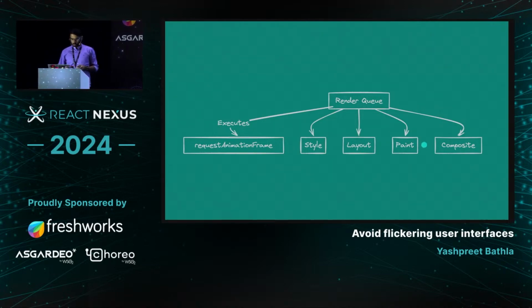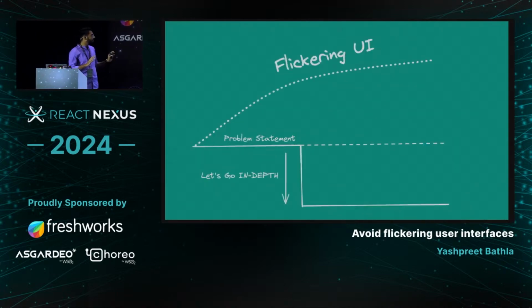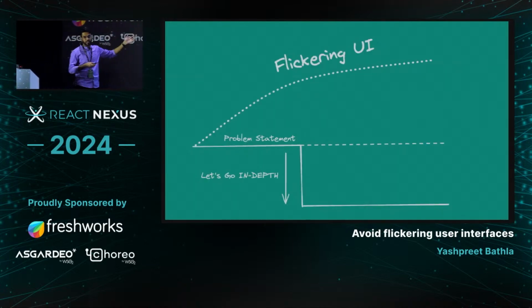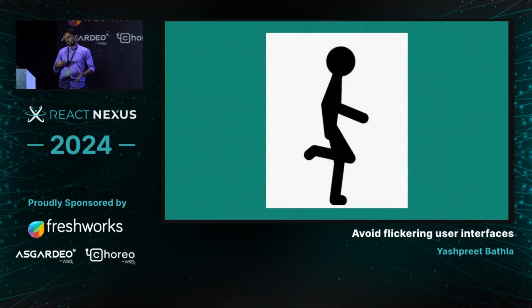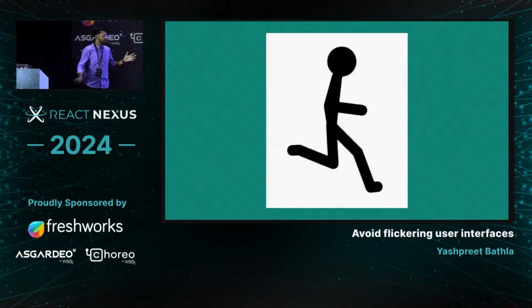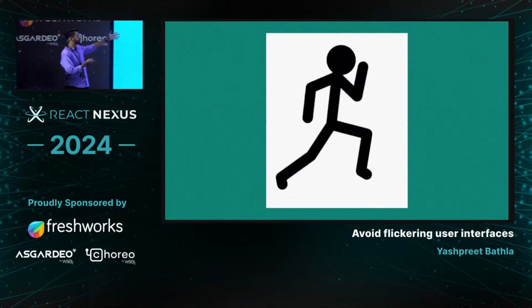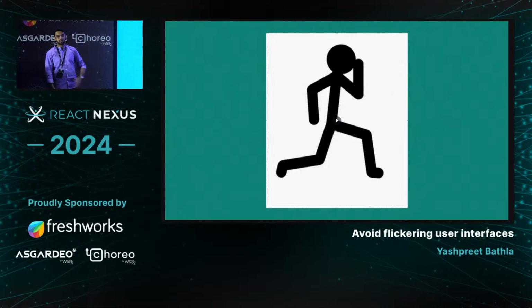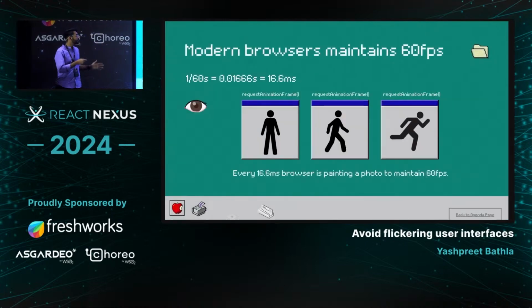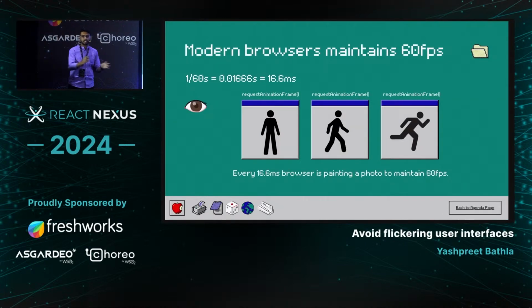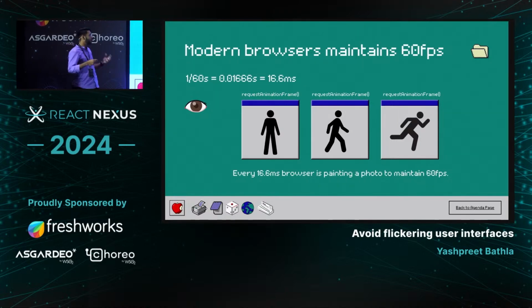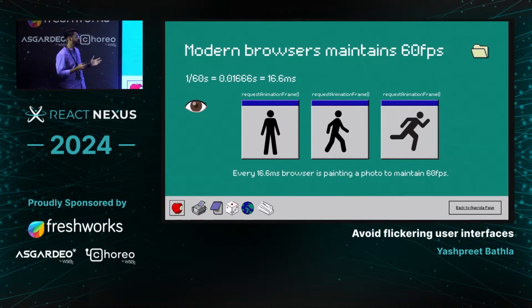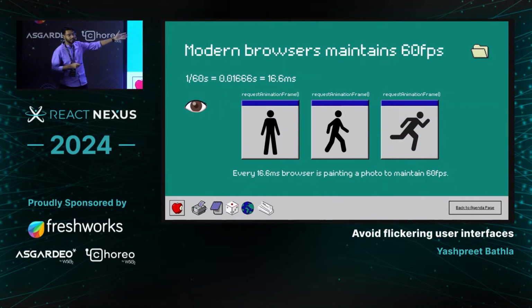Cool. So now we know the problem of flickering UI, and we know the problem statement. Let's go in depth and understand how the browser actually works. If you see this kind of video on the browser, mostly browsers maintain 60 FPS in general. It tries to maintain that, although it fails to maintain it almost every time. But mostly it tries to maintain 60 FPS.